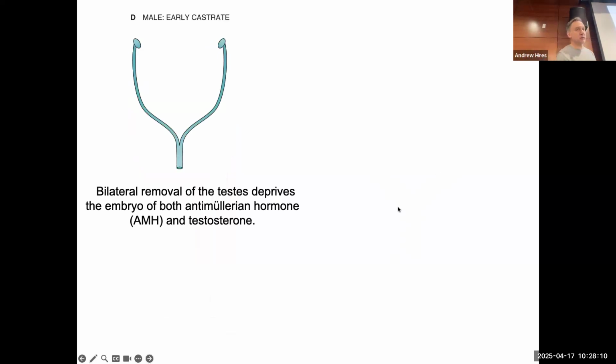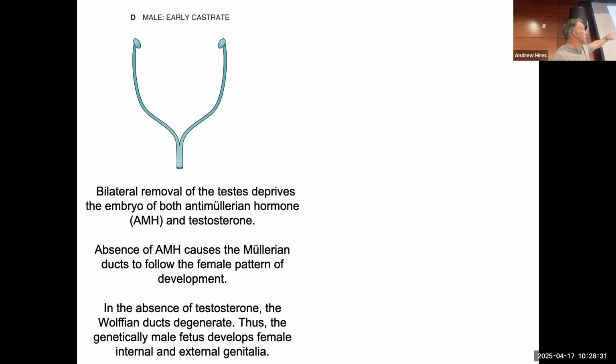Okay, so what happens if you castrate an XY, castrate the male? That is going to deprive that embryo of AMH, anti-Mullerian hormone, and testosterone. If we don't have AMH, that is going to allow the Mullerian ducts, the blue ones, to stay around. And the Wolffian ducts will degenerate if you don't have testosterone around.